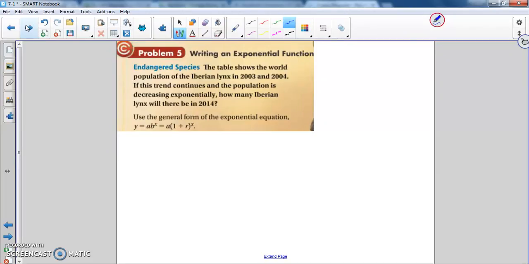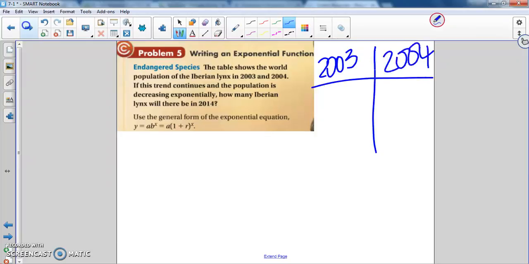Writing an exponential function. The table shows, sorry I didn't put the table in there, the world population of Iberian lynx in 2003 and 2004. If this trend continues, and the population is decreasing exponentially, how many will there be in 2014? So, year 2003, 2004, 150, and 120.